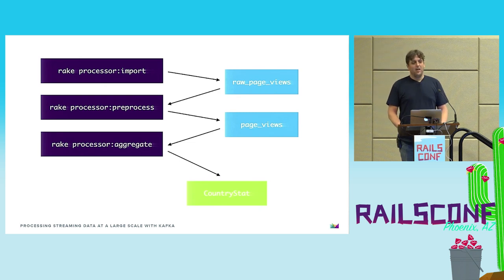And this is the architecture of the whole thing. We have the 3 rake tasks on the left side, 2 Kafka topics on the right side, and then there's a model at the bottom. So first, we will import the access logs. These will be written out to a topic. Then there's some pre-processing going on. And finally, we're going to aggregate them and write it all out to the database.